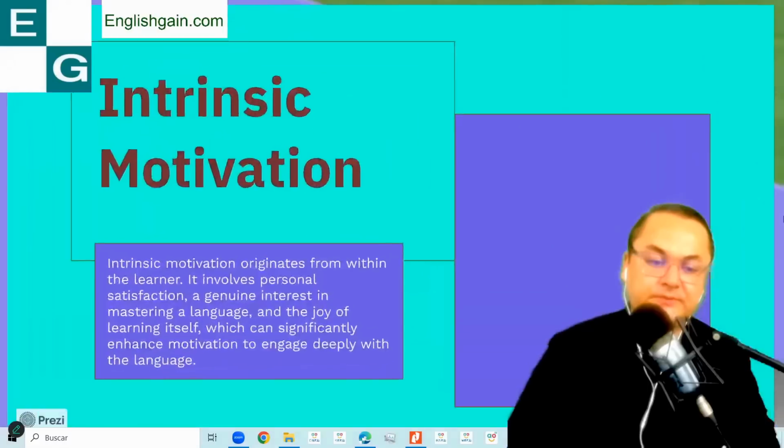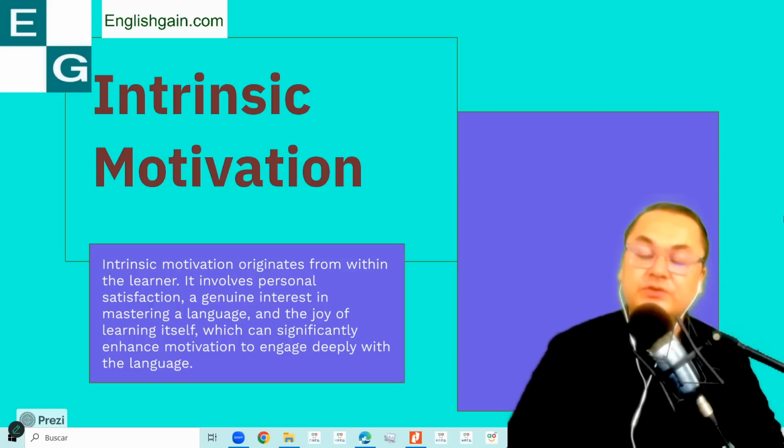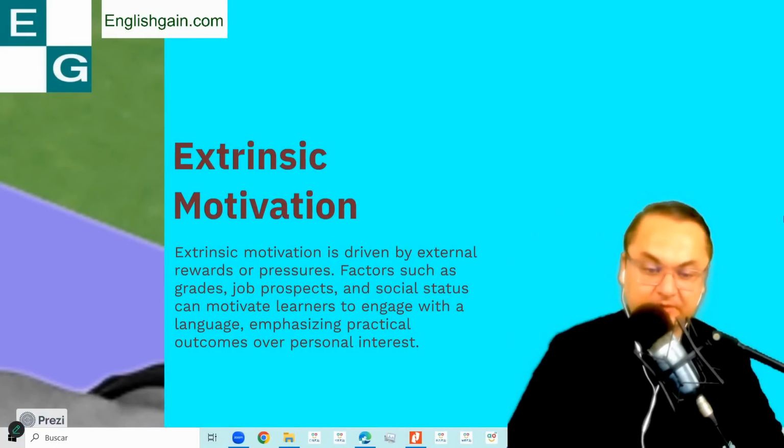Then we can also check up the types of motivation. We can talk about intrinsic motivation, and this originates from within the learner. It involves personal satisfaction, a genuine interest in mastering a language, and the joy of learning itself. So this is intrinsic, it is personal, it comes from within each person. And then extrinsic motivation, the one that we just described as being outside. External rewards or pressures drive this motivation.